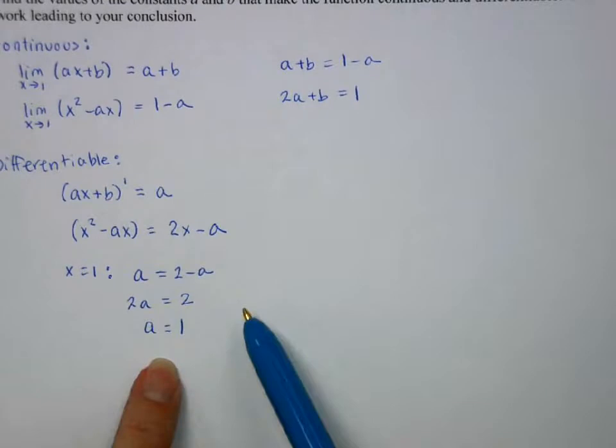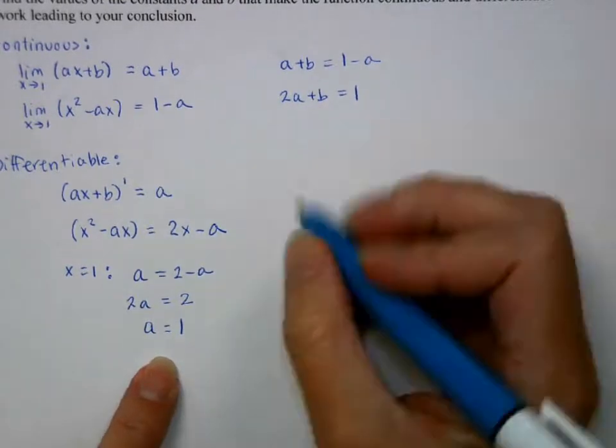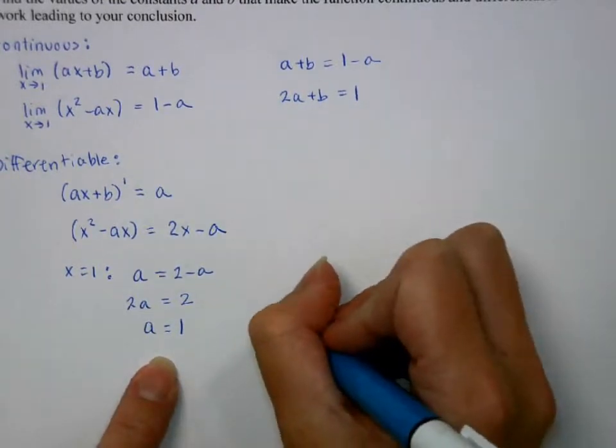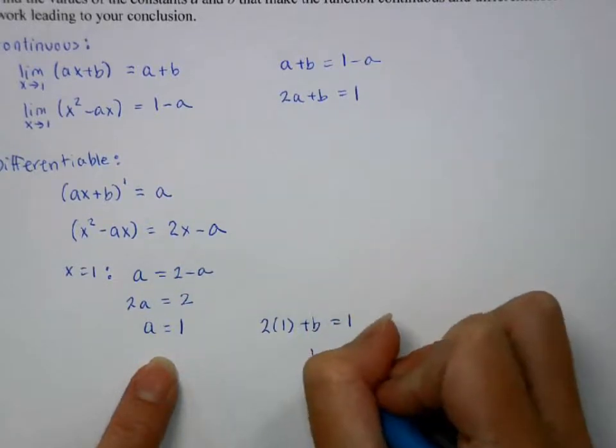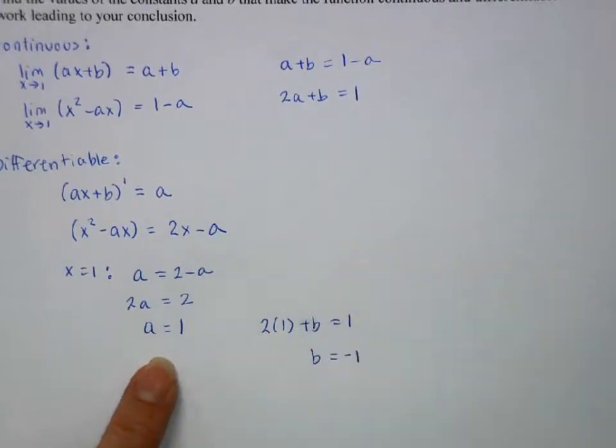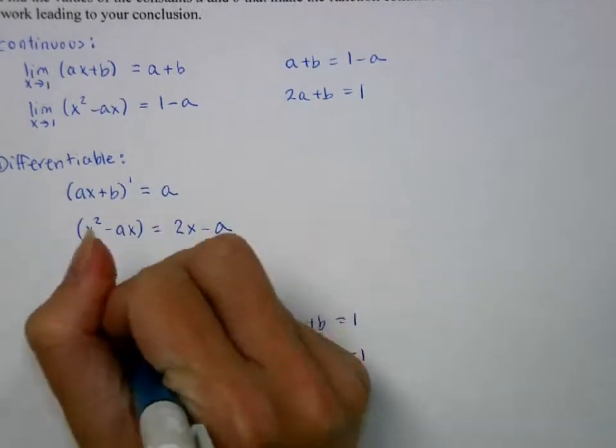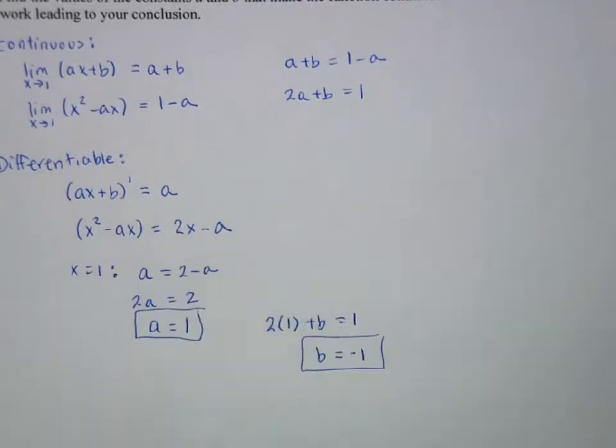Then I need to go back to here to figure out my b. So 2 times 1 plus b equals 1. So b is going to be negative 1. So a is 1, b is negative 1, and the graph will confirm it.